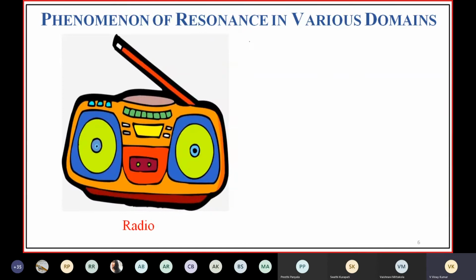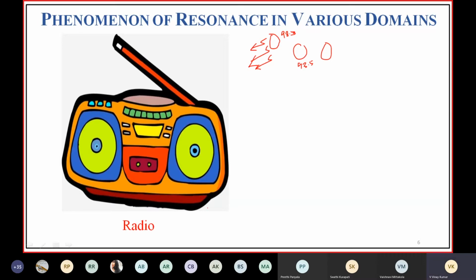Coming to radio. Each radio station emits electromagnetic waves of a special frequency. Each radio station has its own frequency. Let it be 98.3, let it be 93.5.